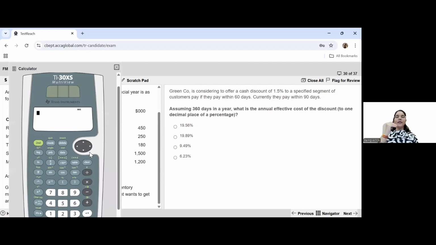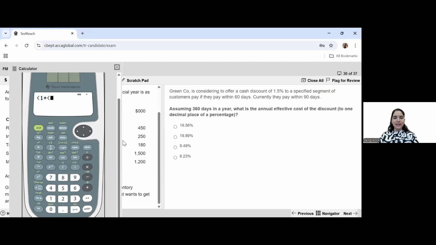We take the discount amount, divide that by the remaining amount. We have to raise it to the power of 360 divided by the number of days which will be saved, and we have to subtract 1 from our final answer. So the fraction is going to become 1 plus 1.5 divided by 98.5. You take this fraction, and this has to be raised to the power of 360 divided by 30. And then from this, you take away 1. You multiply this by 100, and you will get your answer in percentage, which is going to be 19.89. So we select option B to be our final answer.